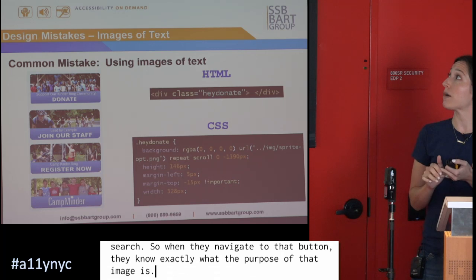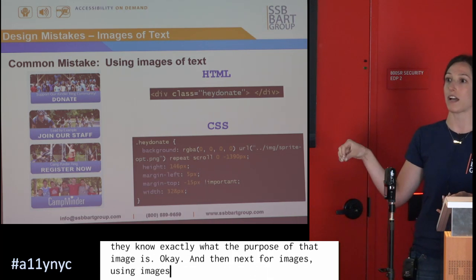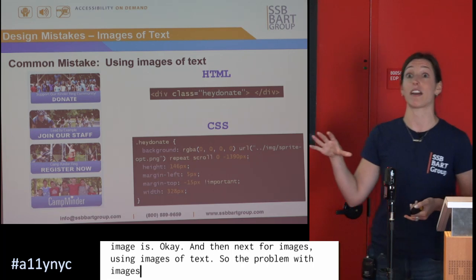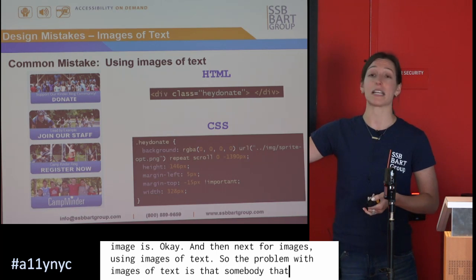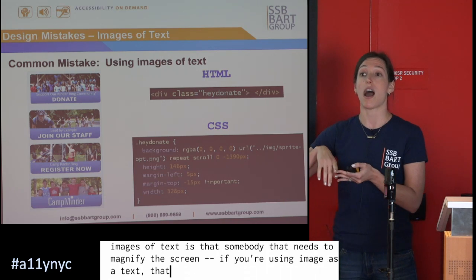Okay. And then next for images, using images of text. So the problem with images of text is that somebody that needs to magnify the screen, if you're using images of text, that text becomes pixelated because it's an image.